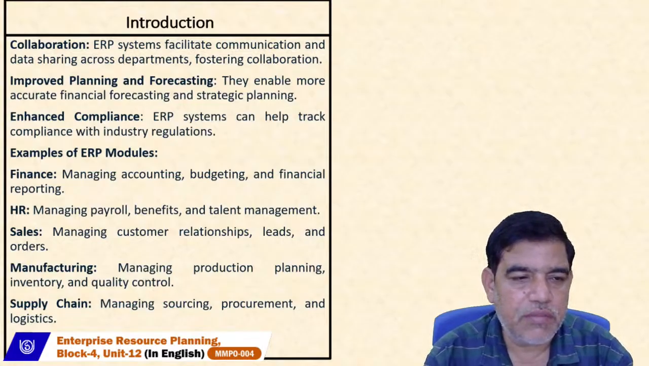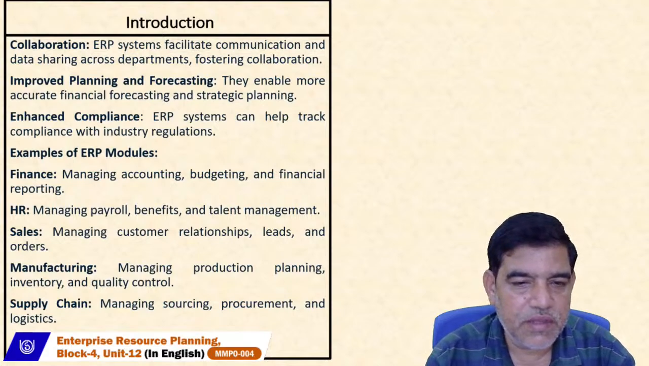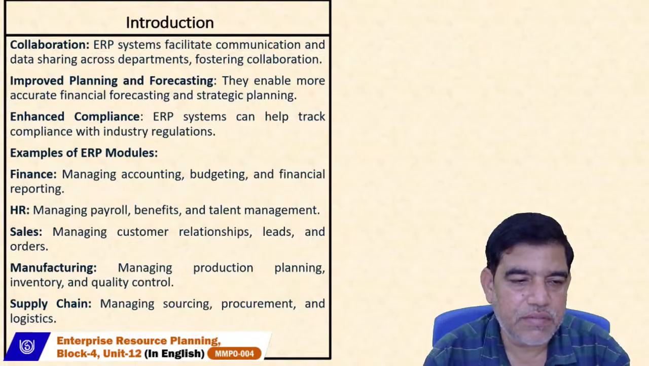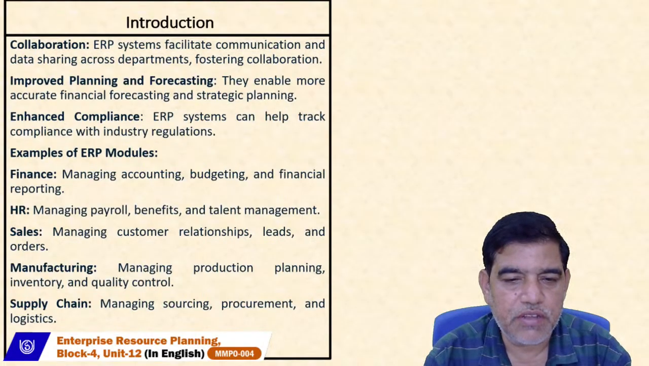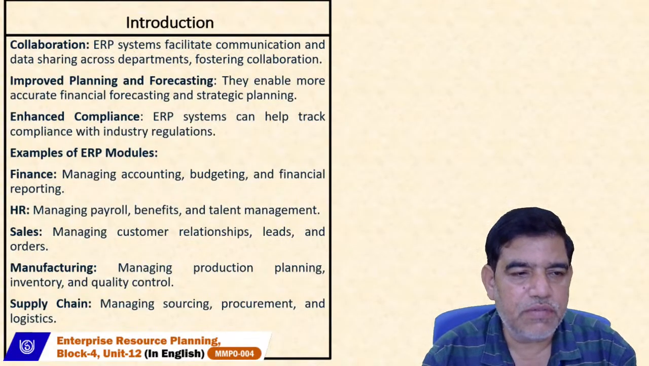Similarly, HR. In the HR module, a manager can manage the payroll and the talent management system. Then sales, managing customer relationship, leads and orders, through offline or through online. Manufacturing, managing production planning, inventory and quality control. Then supply chain, managing sourcing, procurement and logistics department. So these are the different modules of ERP system.